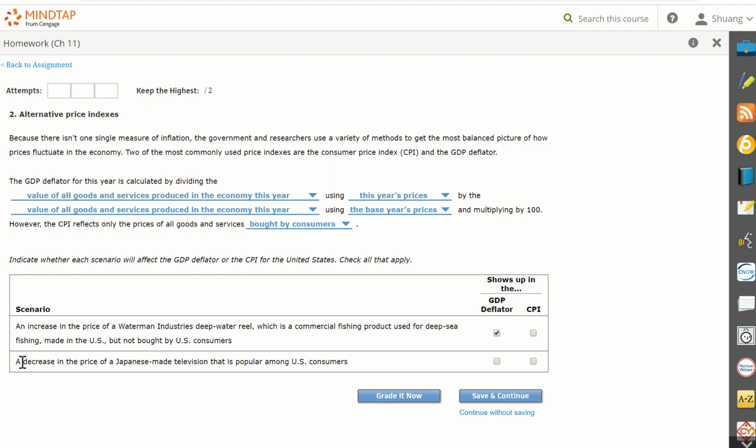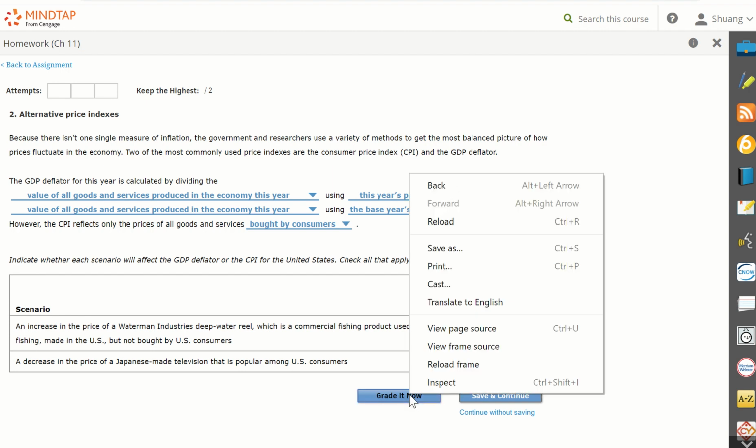The next, a decrease in the price of a Japanese-made television that's popular among US consumers. Now, this will not be in the GDP deflator because this is made in Japan. It's not made in America. GDP only measures everything made in the country. So something made in Japan is not part of GDP. But because it's purchased by US consumers, that is in our CPI.